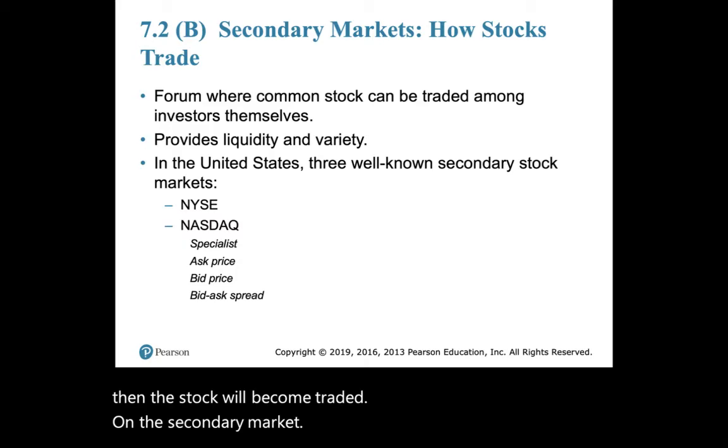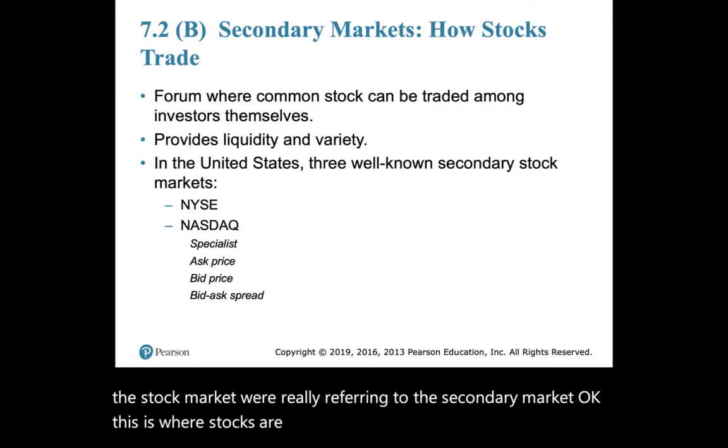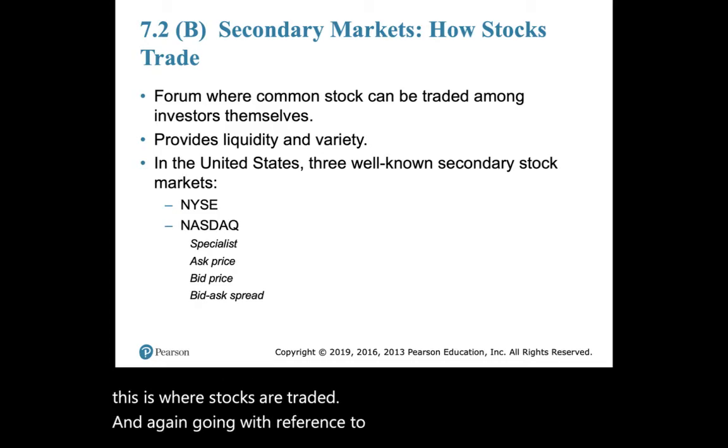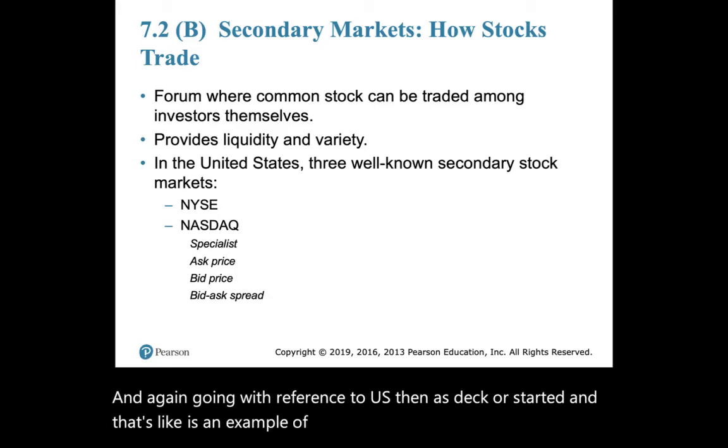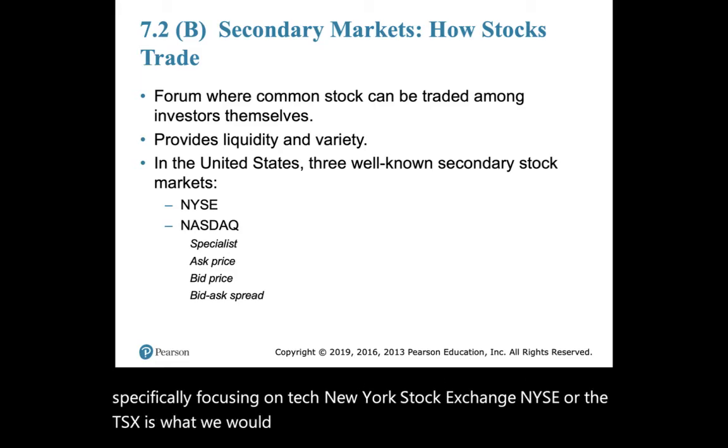So this is what we're more familiar with. Usually when we talk about the stock market, we're really referring to the secondary market. This is where stocks are traded. And again, going with reference to the US, the NASDAQ is an example of a really specific type of industry, specifically focusing on tech. The New York Stock Exchange, NYSE, or the TSX is what we would have similar, which is the Toronto Stock Exchange. It's a Canadian version.